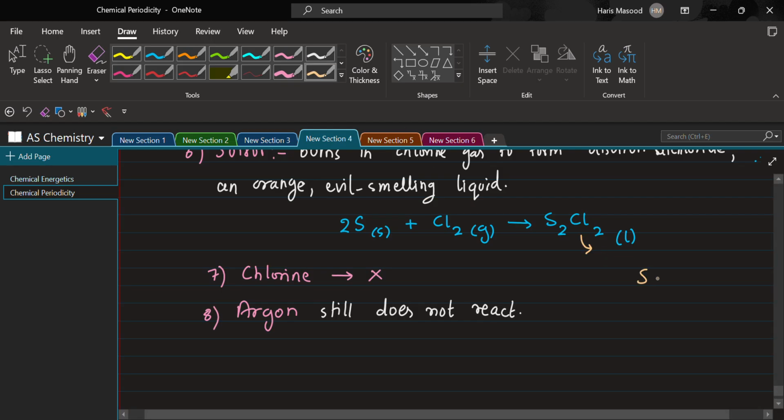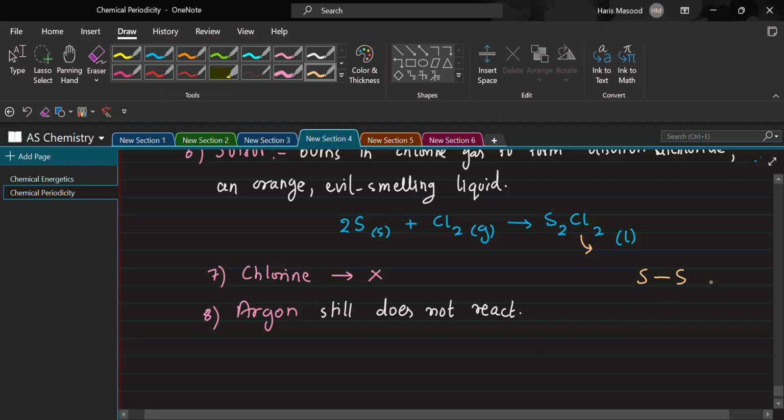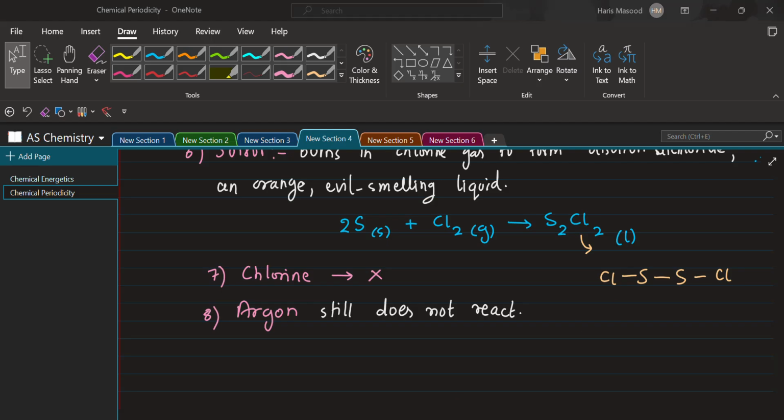So you have, I think, a single bond in between them, and you have these bonds like this. Okay, so there's basically single bonds. Then we have sulfur chloride.